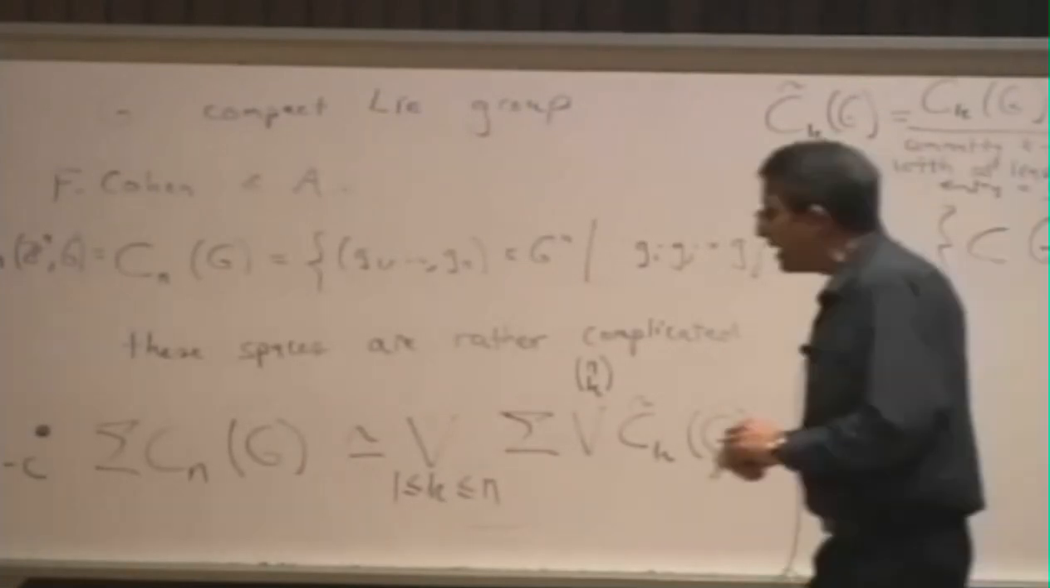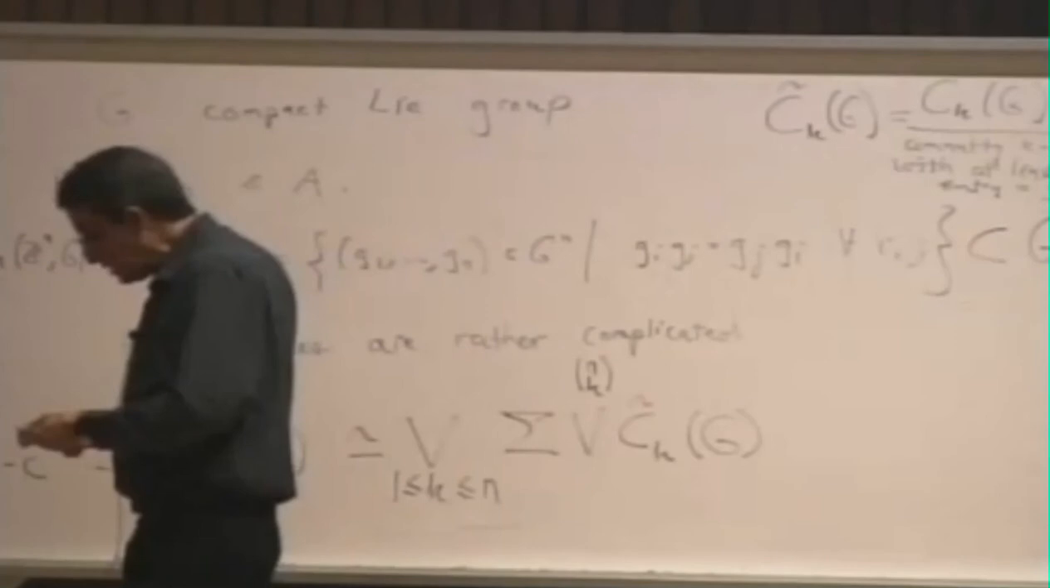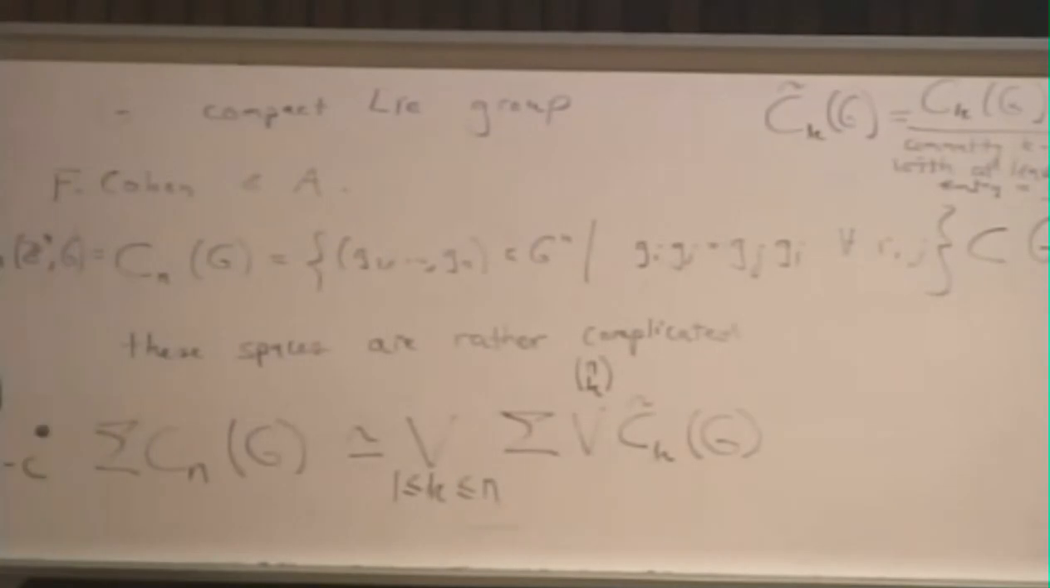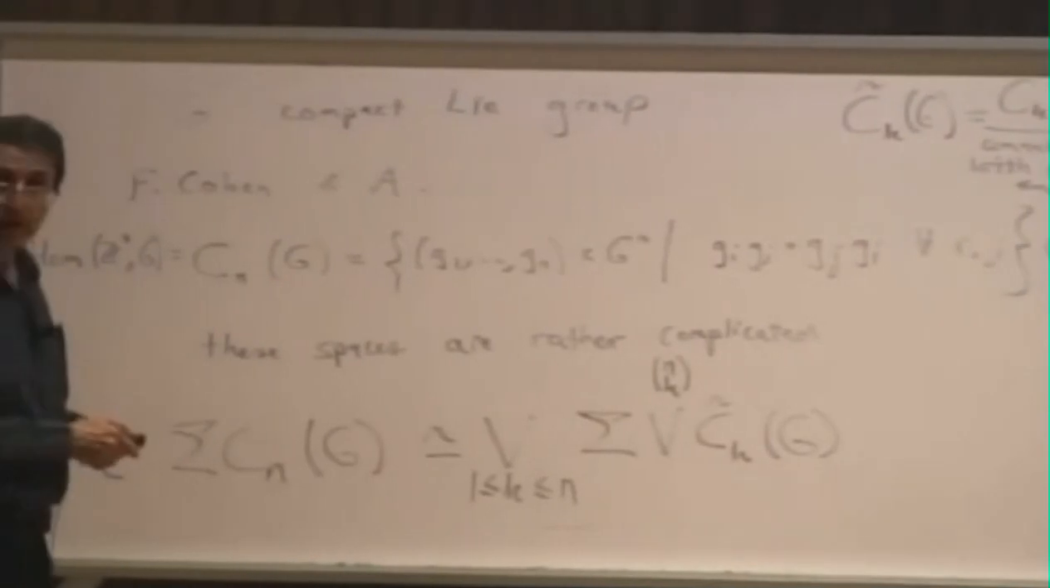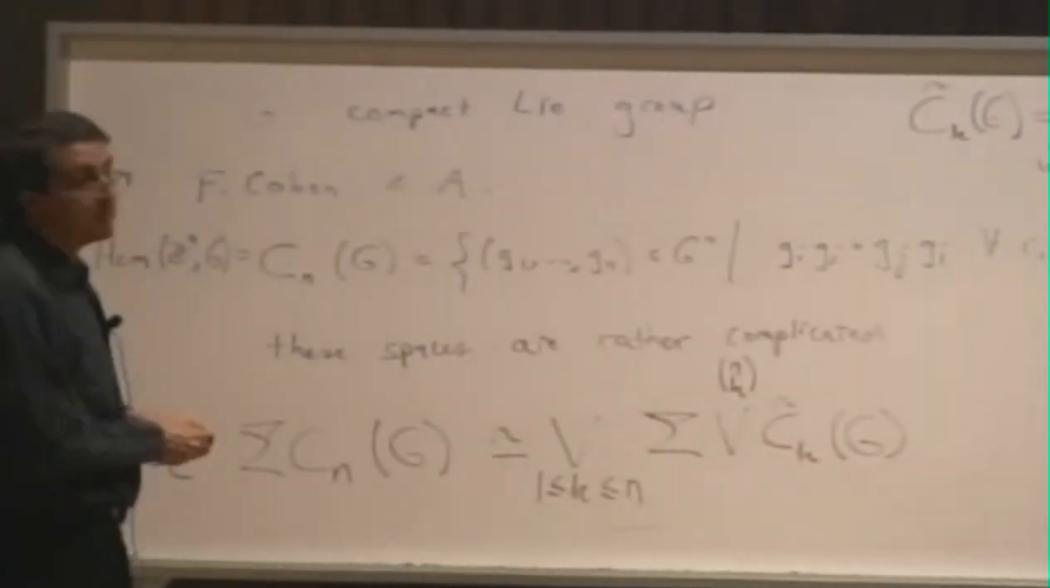Okay. Now, so that's a motivation that tells you that these spaces can be rather complicated. So what do we do then with them? Well, we do what algebraic topologists like to do. We say, well, why do we consider these one at a time? Why don't we consider them all simultaneously, all at the same time, and put them into one big space?